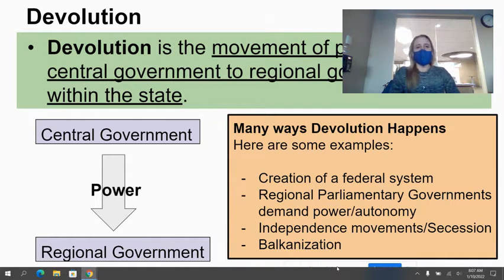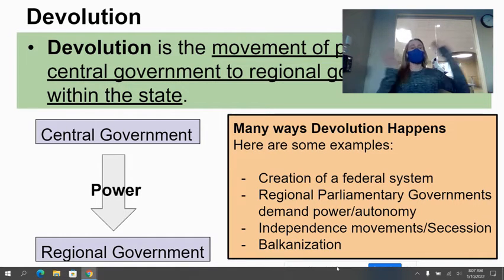So devolution is the movement of power. Here is the definition: the movement of power from the central government to regional governments within the state. Last week we focused on the concept of federalism and federal states versus unitary states. And we said that in unitary states, pretty much all of the power or most of the power is held in the central government level, whereas a federal state shares power between the central government and the regional government.